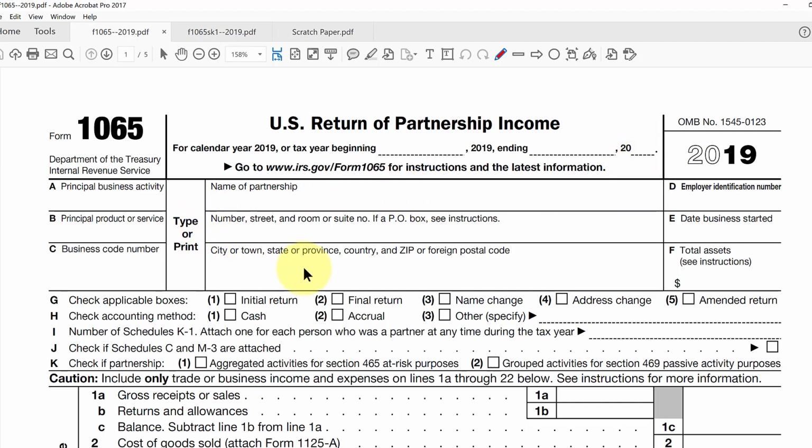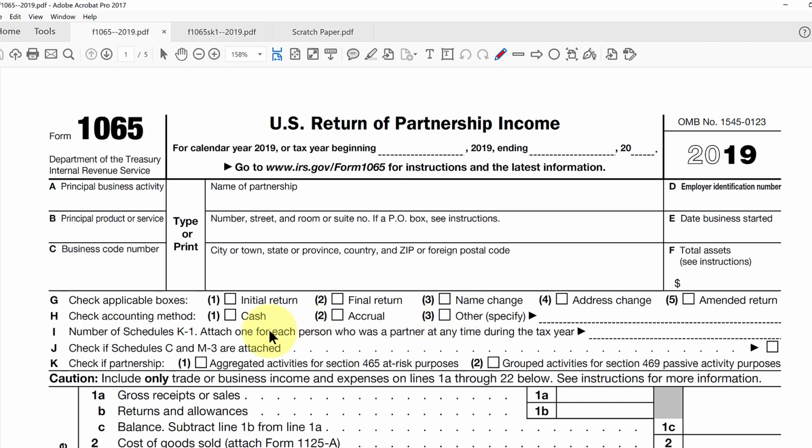So you identify the partnership's information over here, name, address, and so forth. If it's a new partnership or any partnership, you have to put the date the business started. And if it's new, you would check off this initial return. If this is the last year, where you're probably liquidating, where there are special rules on liquidation distributions, you would check off this final return here. Cash or accrual, maybe hybrid methods, we've talked about that in previous chapters.